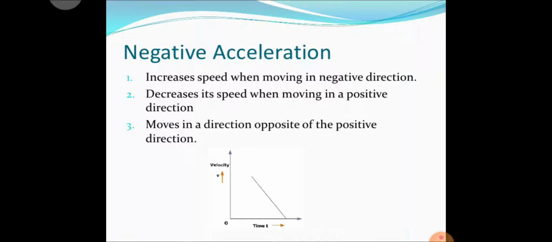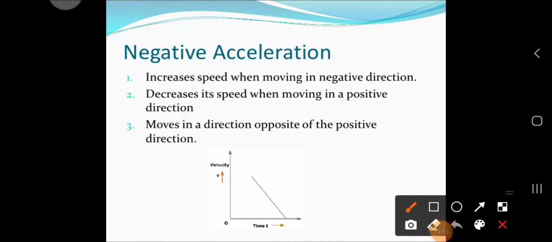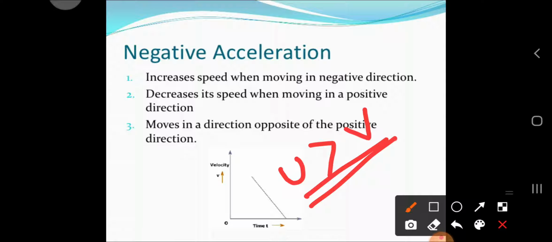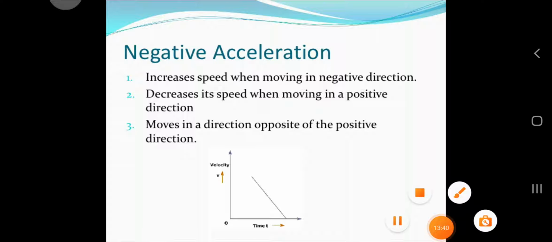Negative acceleration increases speed when moving in the negative direction, and decreases speed when moving in the positive direction, moving in a direction opposite to the positive direction. So clearly we can see that negative acceleration occurs when the initial velocity is greater than the final velocity. We can see the graph also, shown in the direction opposite to the positive direction. So generally we have to remember that when the initial velocity is greater than the final velocity, then the acceleration will be negative.